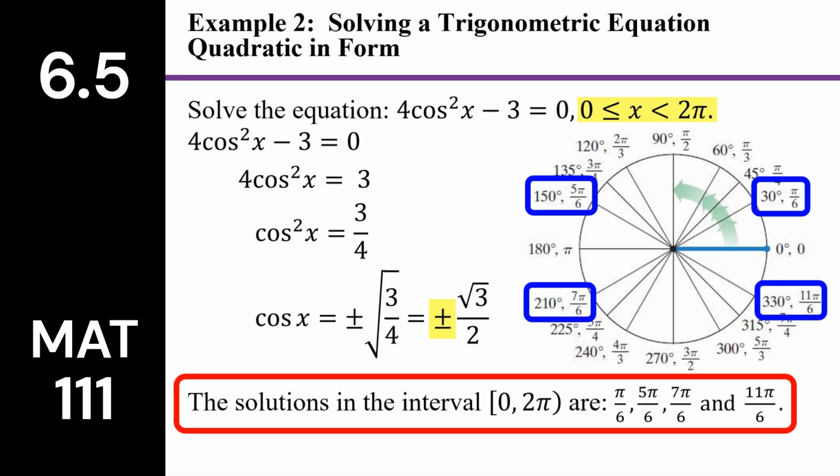So our solution in this interval: pi over 6, 5 pi over 6, 7 pi over 6, and 11 pi over 6. Recall that even though it's sometimes helpful to think in degrees, we need to report our answers in radians.